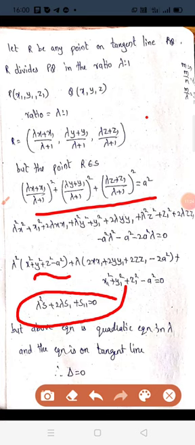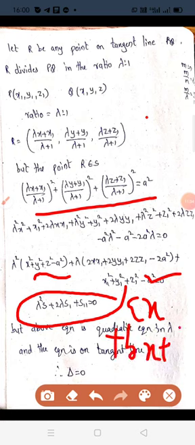Clearly observe that it is a quadratic equation in lambda, but it is a tangent line. Therefore, the discriminant must be equal to 0. Right? What is the discriminant? B square minus 4ac equal to 0. Right? Comparing with ax square plus bx plus c equal to 0. Therefore, what is a?